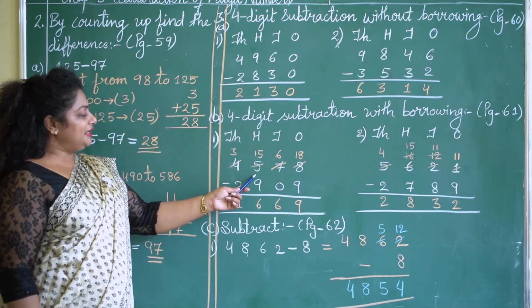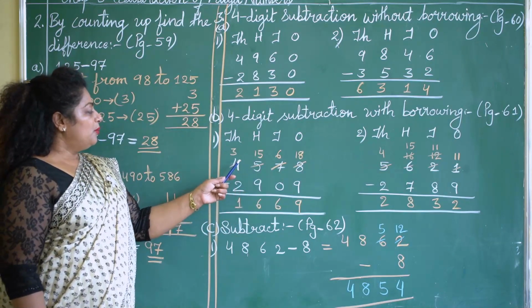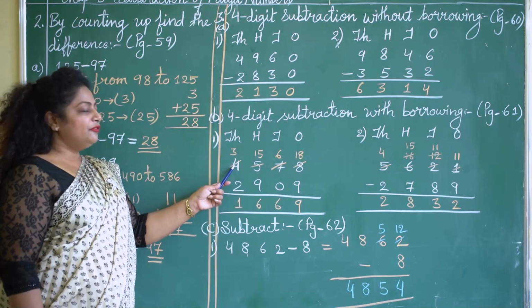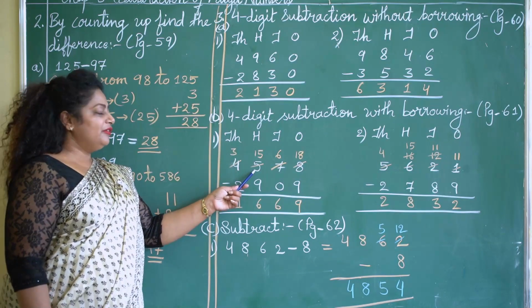Again here you can see the number 5 is smaller than 9. That means we have to borrow from the number 4. So the number 4 will become 3 and 5 will become 15.